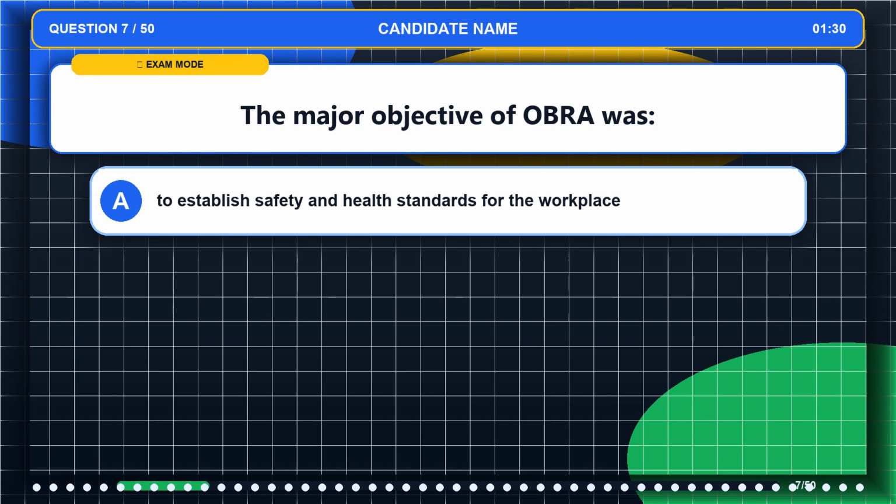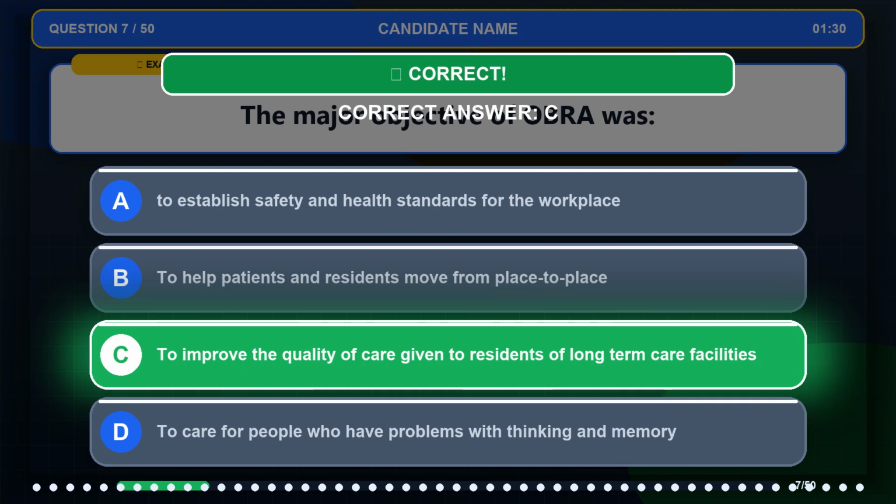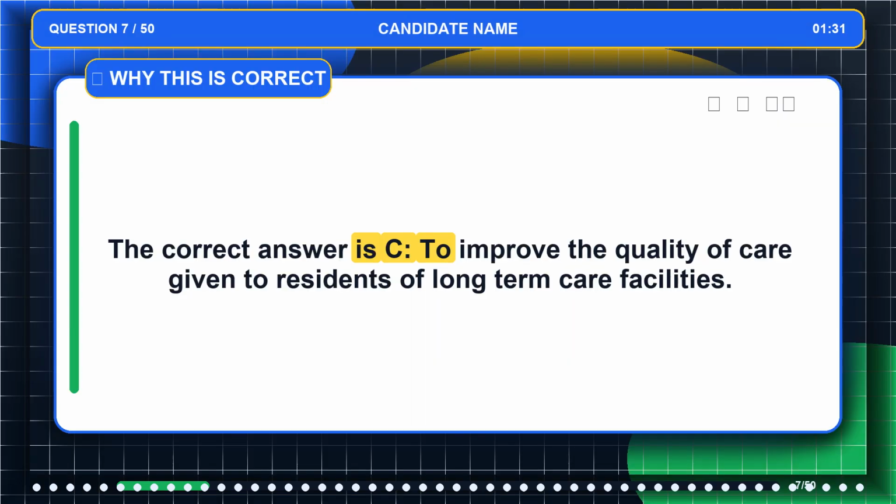Question 7. The major objective of OBRA was: Option A, to establish safety and health standards for the workplace. Option B, to help patients and residents move from place to place. Option C, to improve the quality of care given to residents of long-term care facilities. Option D, to care for people who have problems with thinking and memory. The correct answer is option C, to improve the quality of care given to residents of long-term care facilities.